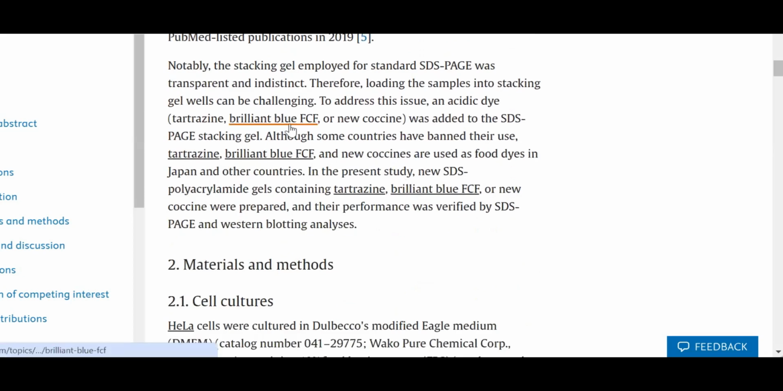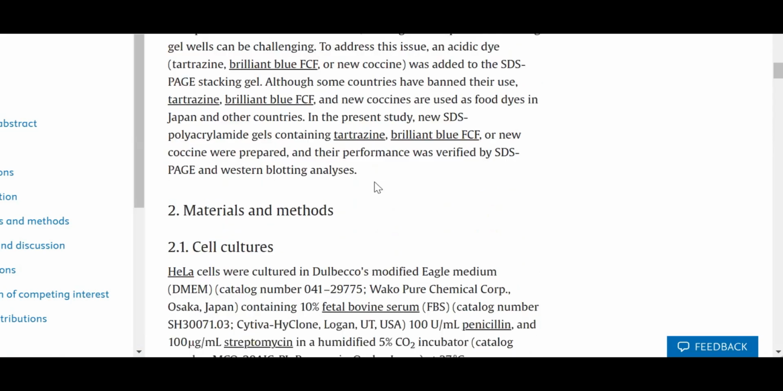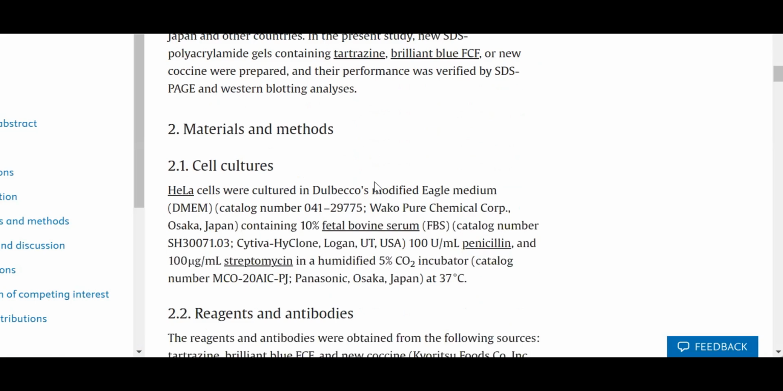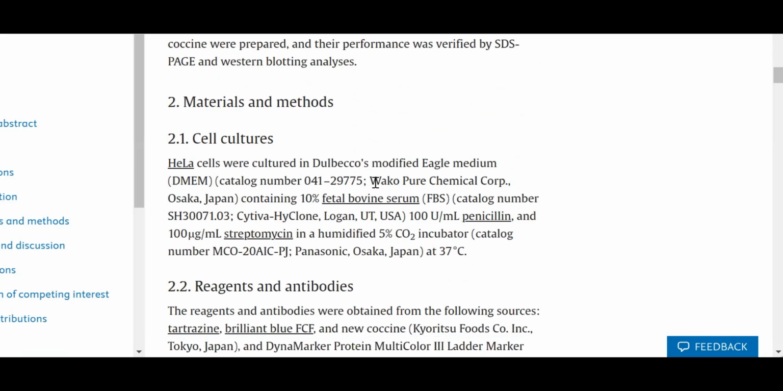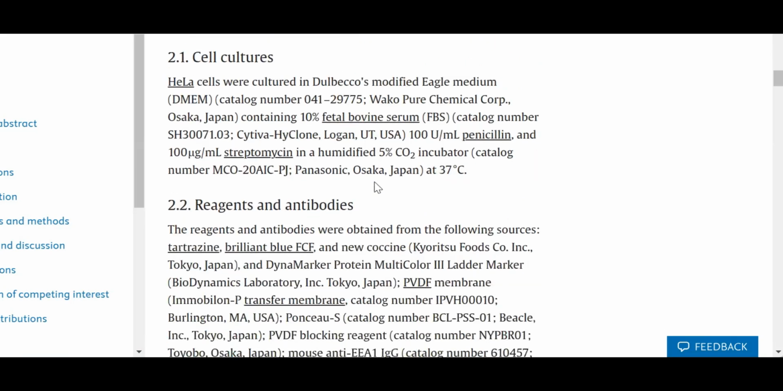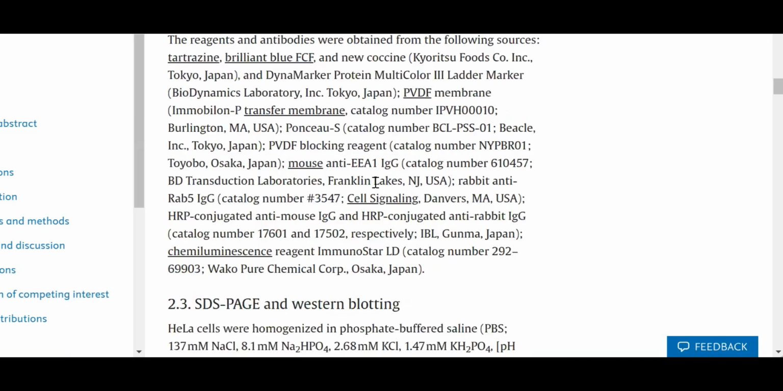Now here is another technique, that is brilliant blue FCF or new coccine. These are added to SDS-PAGE as a tracking dye. So you can see it as an advancement in SDS-PAGE. The tracking gel is one, the stacking gel is another one, wherein you are going to add different coloring agents or dyes. Now let's see how the process is going to be running, right?